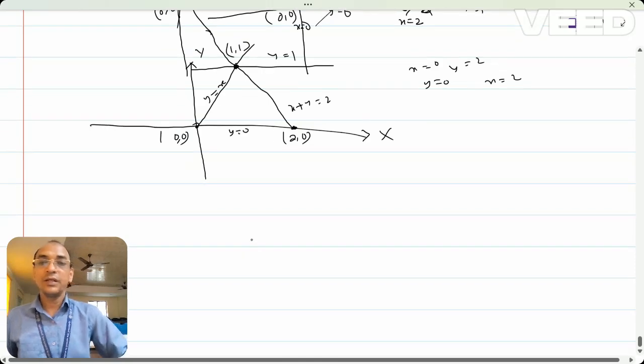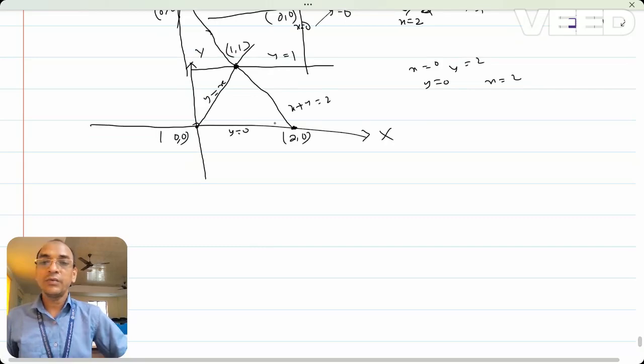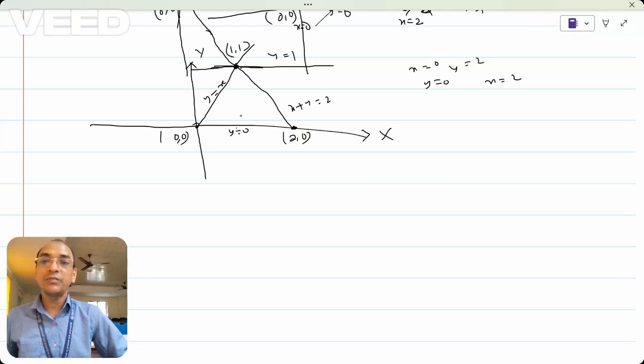From 0 to 1, here you see the lower limit of y and the upper limit of y. So the limit of y is from 0 to 1, and for x, the left side is y equal to x, and the right side is x equal to 2 minus y. So initially it was there.